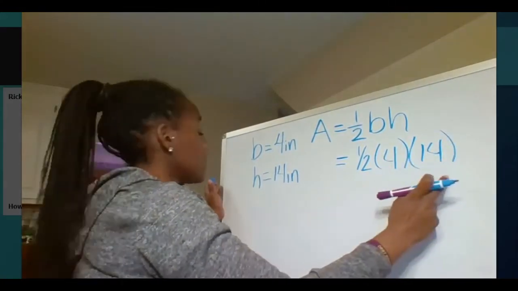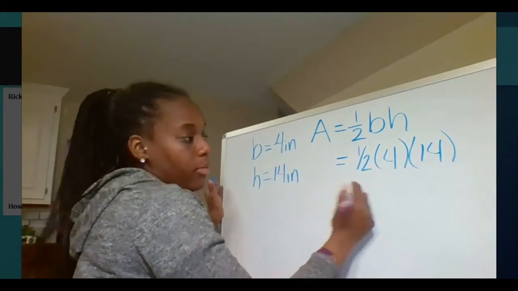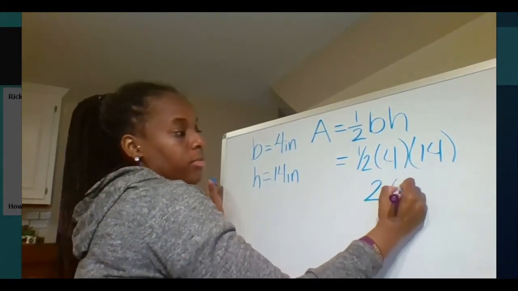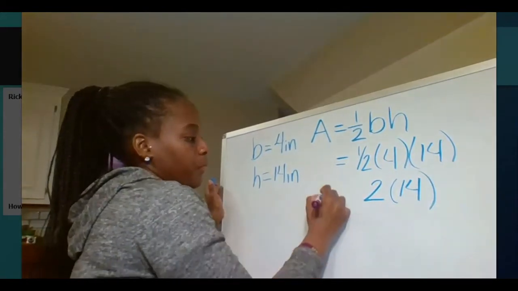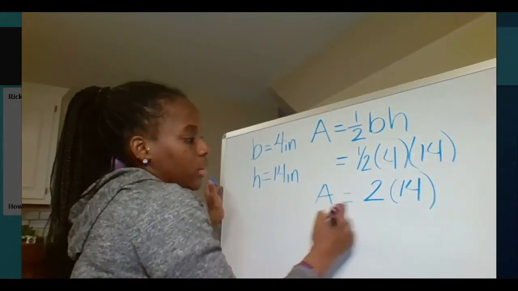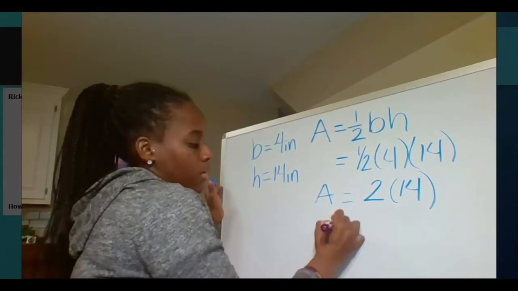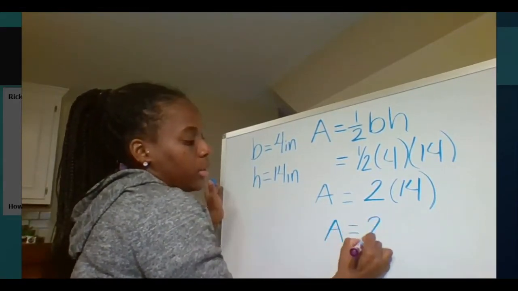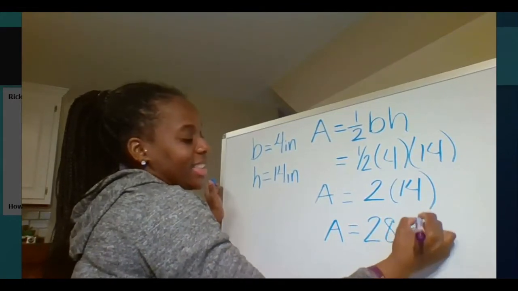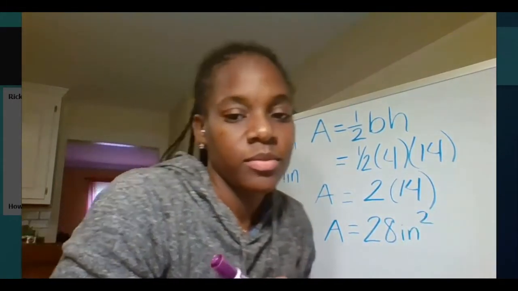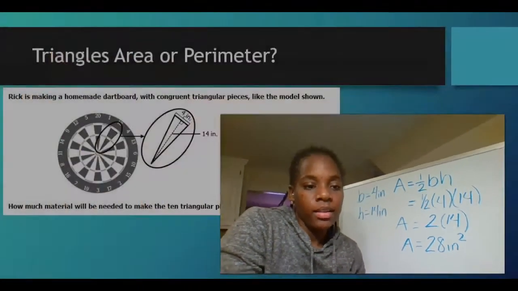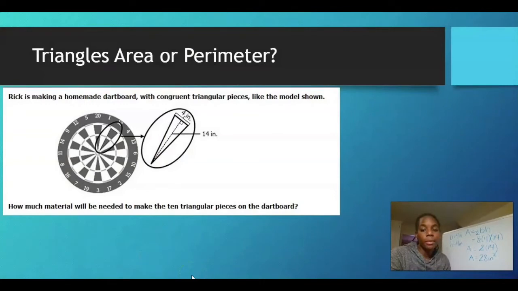Then we multiply from left to right, and we're going to take 1/2 of 4. 1/2 of 4 is 2, and then take 14 and multiply it by 2. So the area is equal to 2 times 14, which is a total of 28 inches squared. All right, and when it comes to area and perimeter, your units are going to be different. When it comes to the area, it is going to be inches or units squared. When it comes to perimeter, it is just going to be the unit itself.